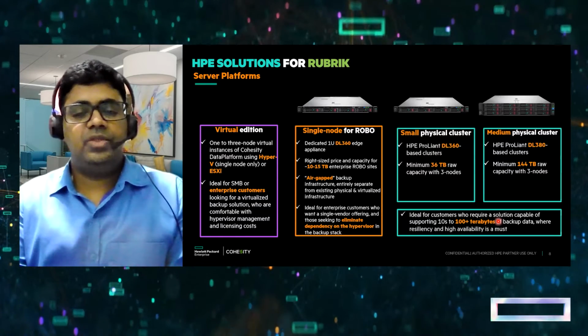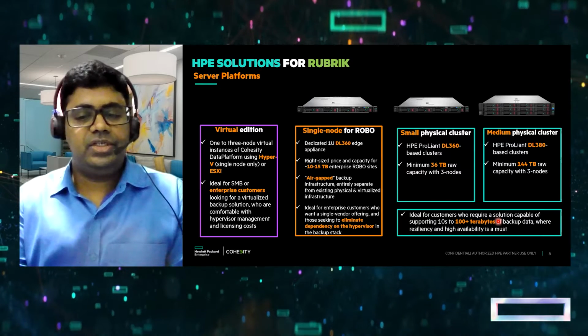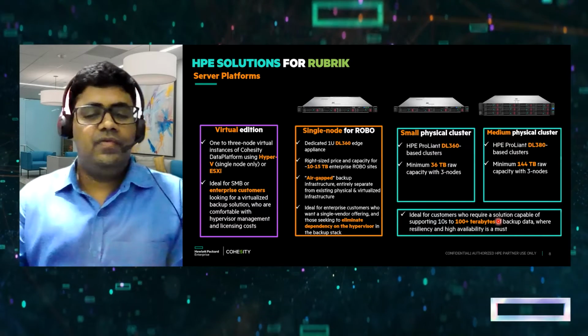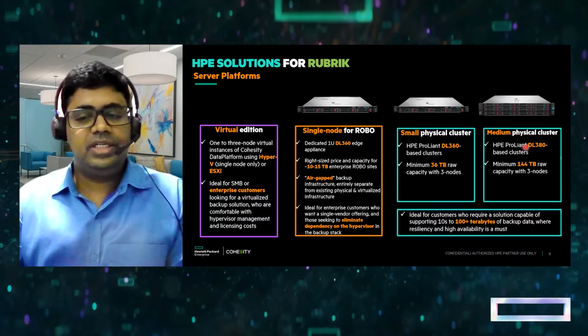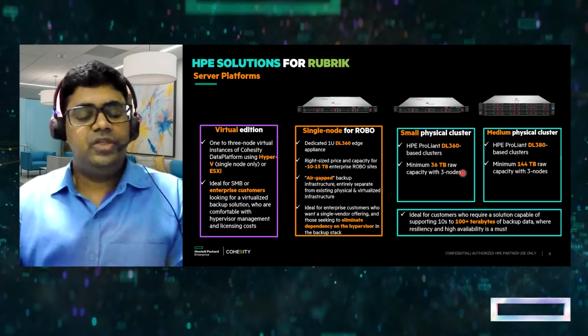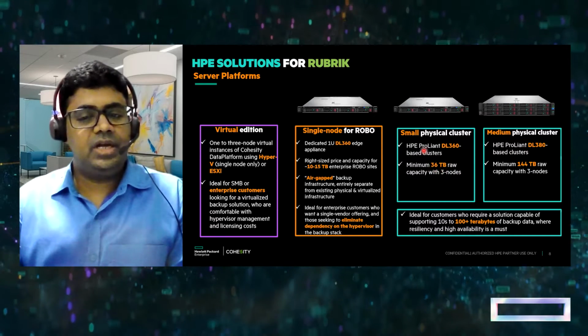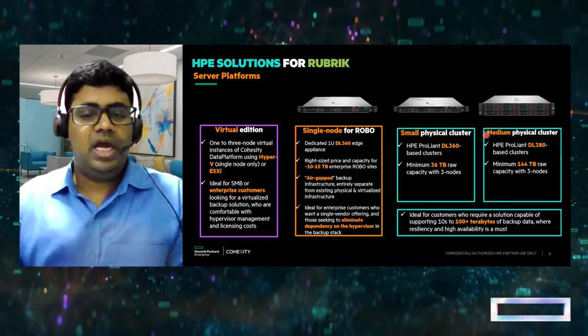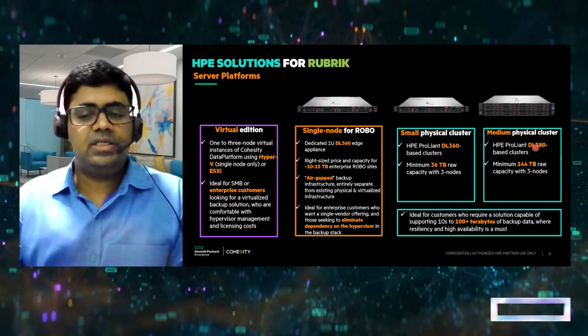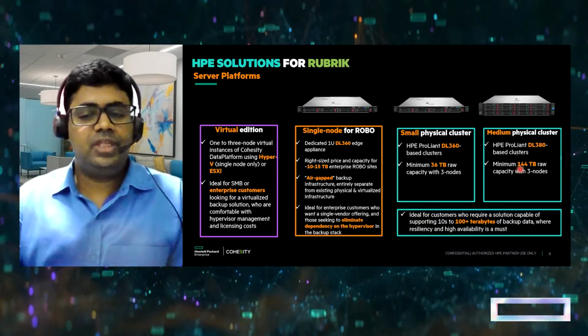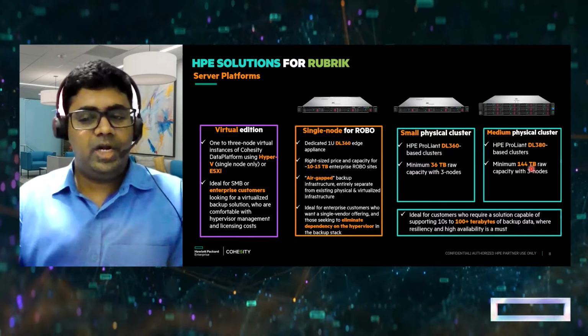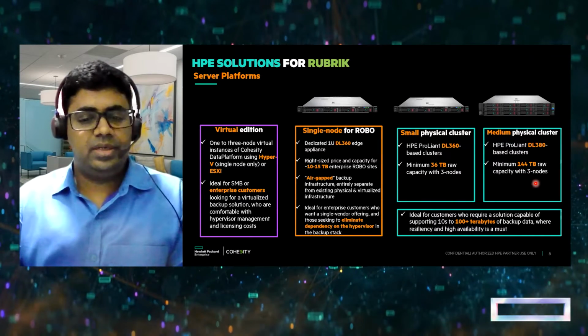And also when it comes to small size infrastructure and medium size infrastructure, we should configure with DL360 and DL380. Minimally, we should start with a size of 36 terabyte in a small physical cluster. And when it comes to the medium physical cluster, the minimum size comes with 144 terabyte raw capacity with 3 nodes.